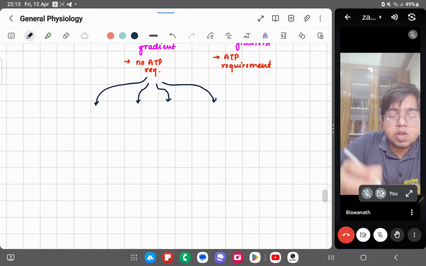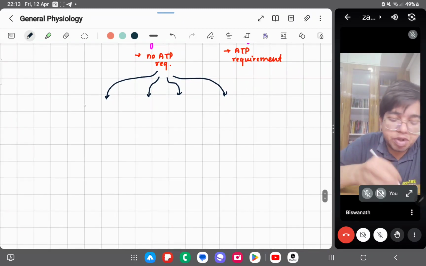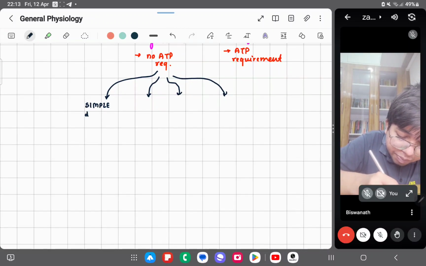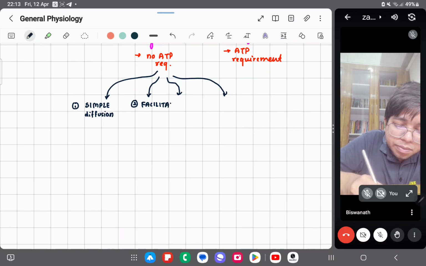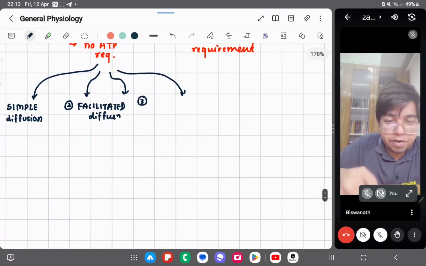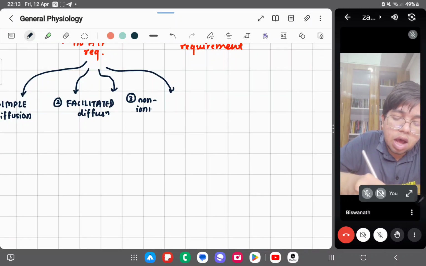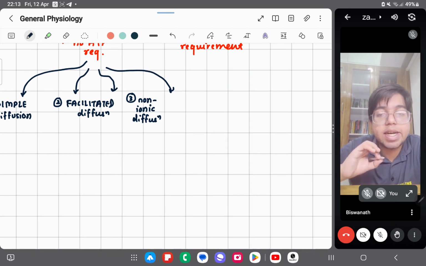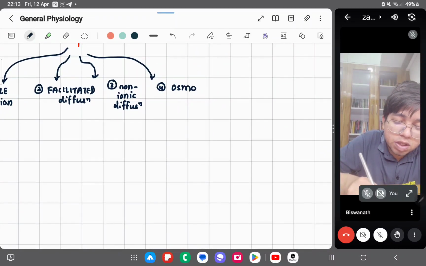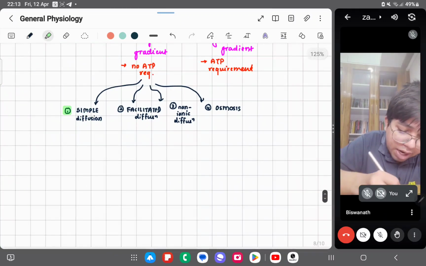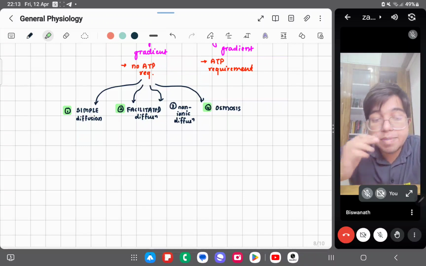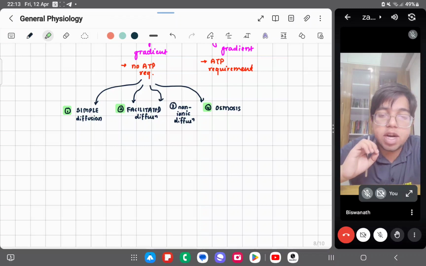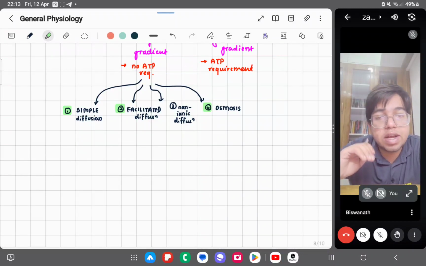The first one is simple diffusion, which is a passive type of diffusion. The second one is called facilitated diffusion. The third one is called non-ionic diffusion. Important. You can classify this non-ionic diffusion into either the simple or facilitated types, so it is an overlapping condition. And the fourth one is osmosis. Majority of the books write only 1, 2 and 4. Non-ionic diffusion is sometimes not mentioned in that part. I will tell you how you may classify it, and other examples of non-ionic diffusion.